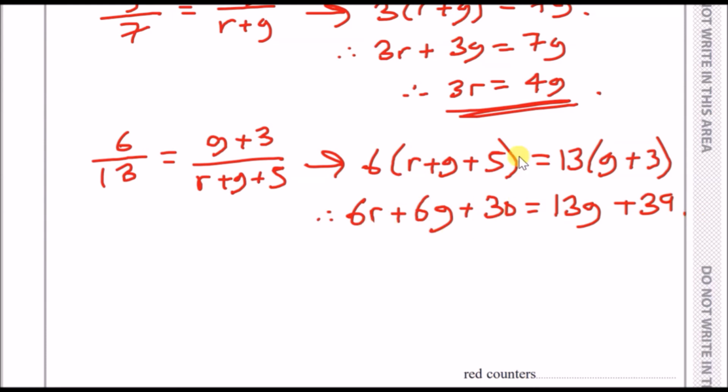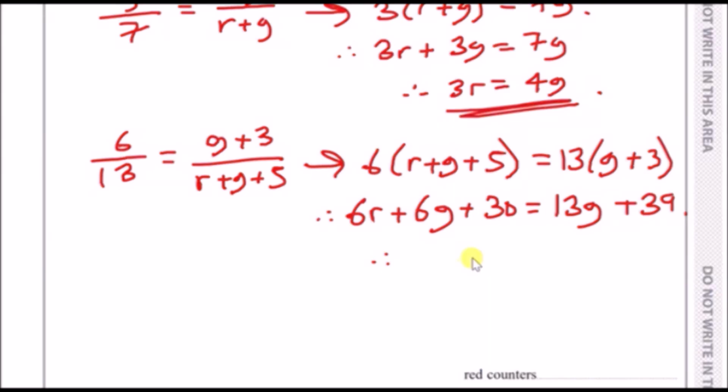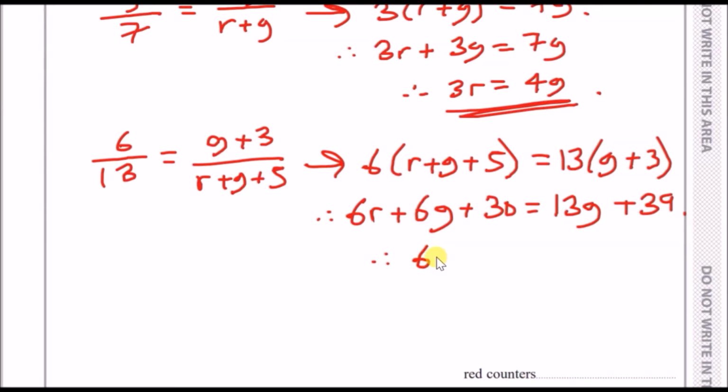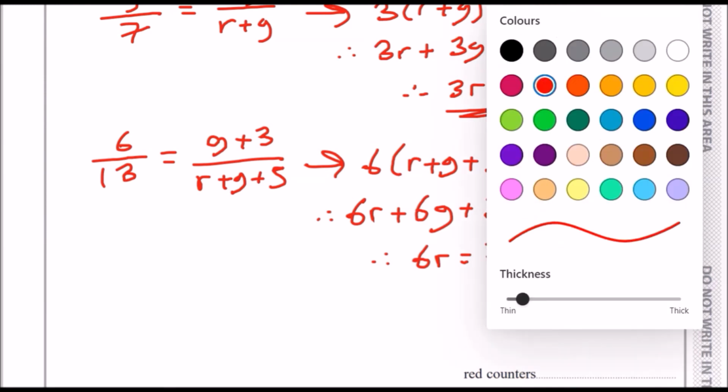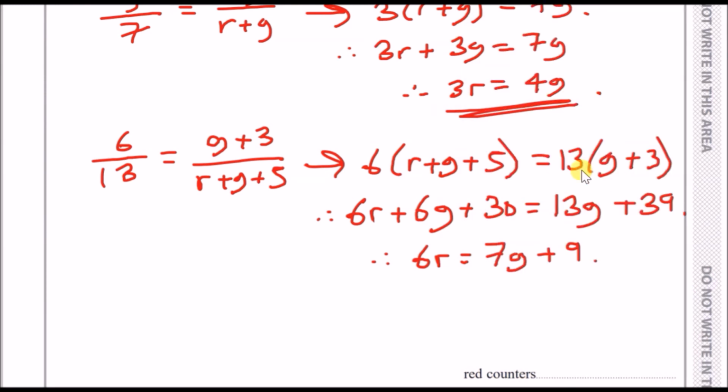Now, you can do this any way you like, but what I'm going to do is move the 6G and 30 across here, because you've got 6R on its own on the left. So, subtracting 6G across, you get 7G. 39 take away 30 is plus 9. Alright, so what we have here now, again, is a pair of simultaneous equations, right? So we need to think about how to deal with this.